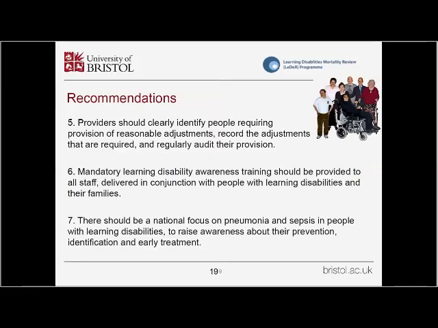The next slide presents the next set of recommendations. So fifth, that providers should clearly identify people requiring the provision of reasonable adjustments, record the adjustments that are required, and regularly audit their provision. Sixth is that mandatory learning disability awareness training should be provided to all staff, delivered in conjunction with people with learning disabilities and their families. Seventh, that there should be a national focus on pneumonia and sepsis in people with learning disabilities to raise awareness about their prevention, identification and early treatment.